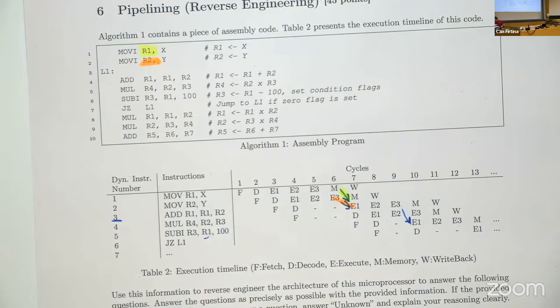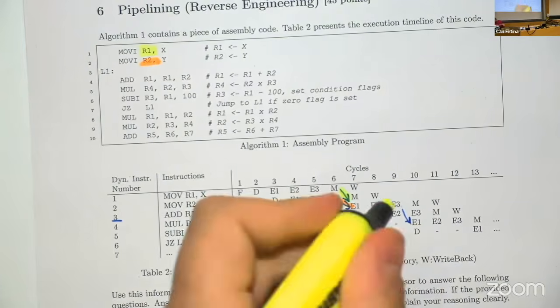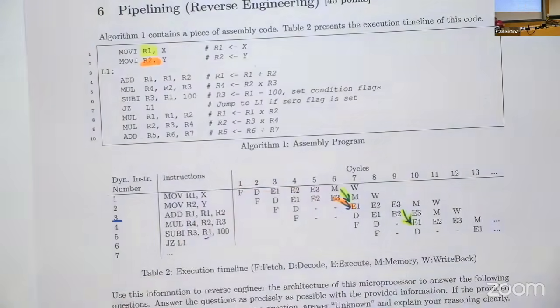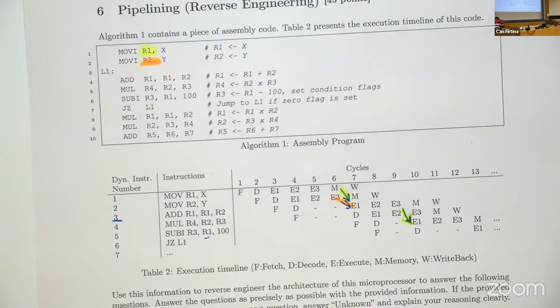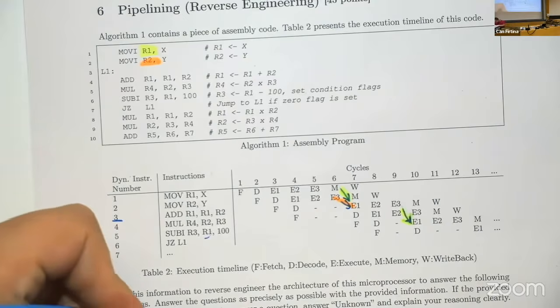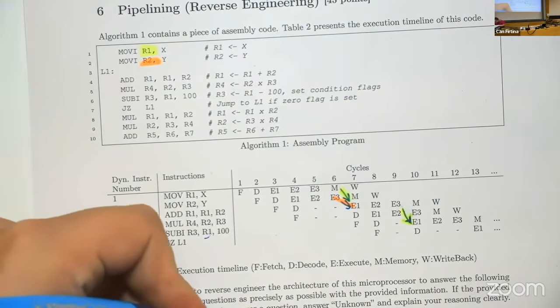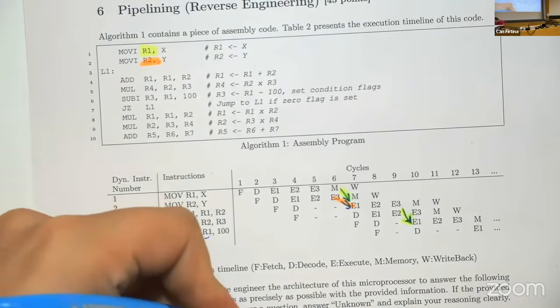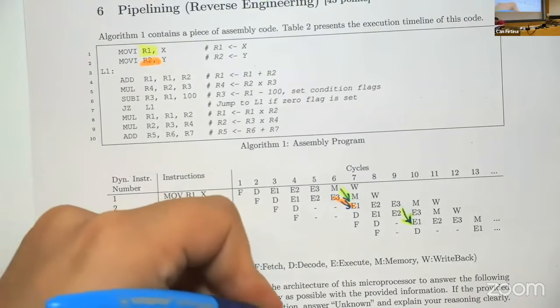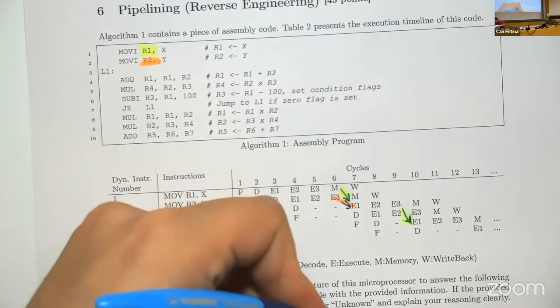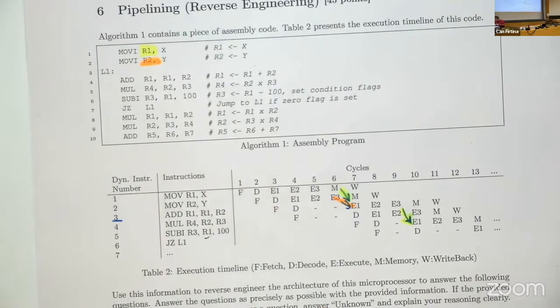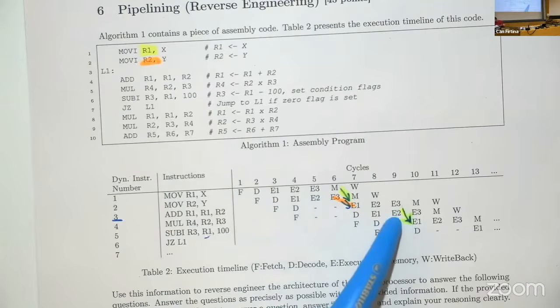So what we see both times is that there must be forwarding from E3 to E1. That has to be at least there, so we are not stalling longer here.